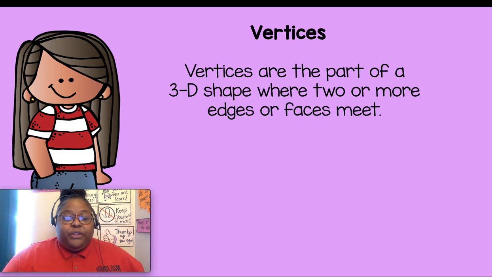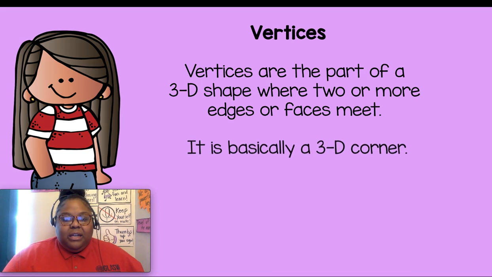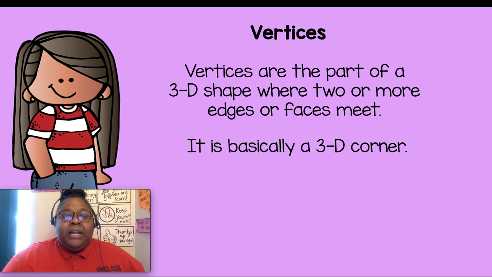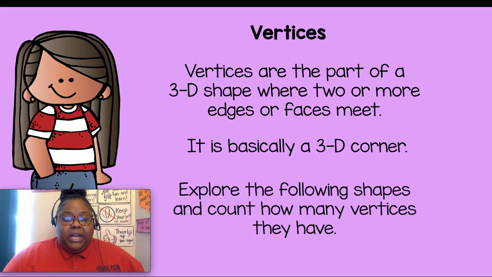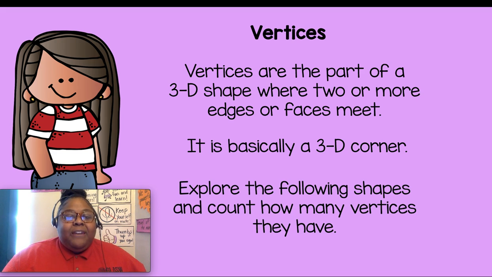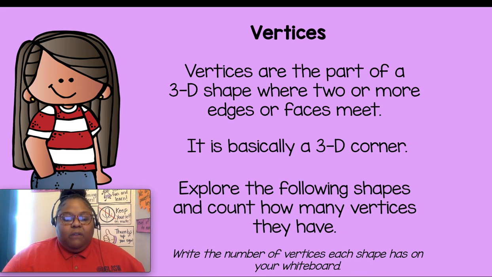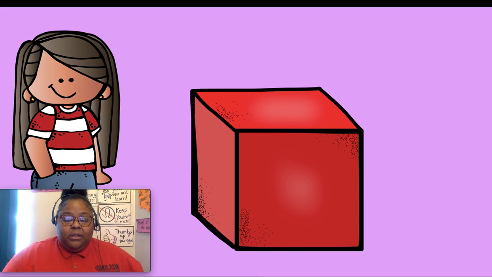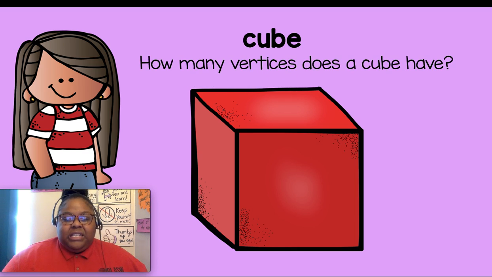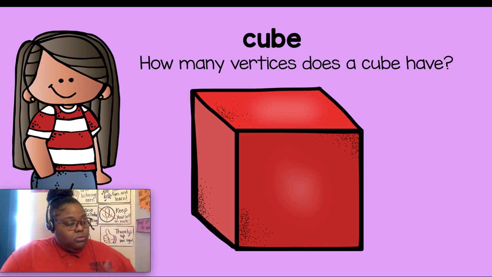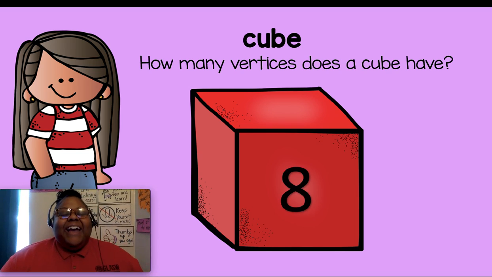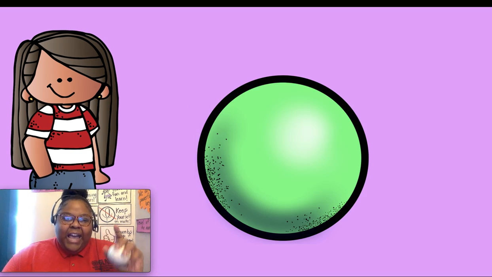Vertices is something we're going to talk about next. Vertices are the part of a 3D shape where two or more edges or faces meet. It is basically a 3D corner. Explore the shapes and count how many vertices they have. Write the number of vertices each shape has on your whiteboard. The cube. How many vertices does a cube have? 8. There are 8 on a cube.